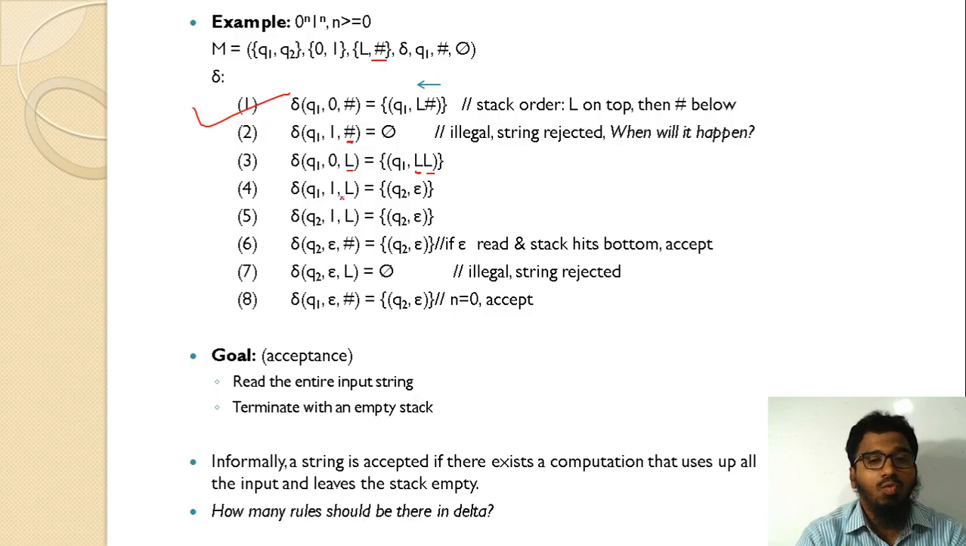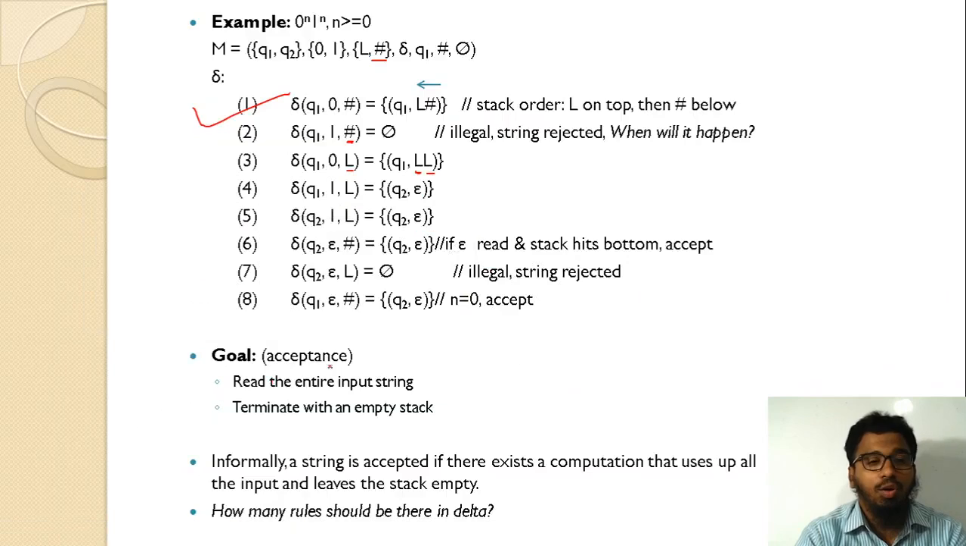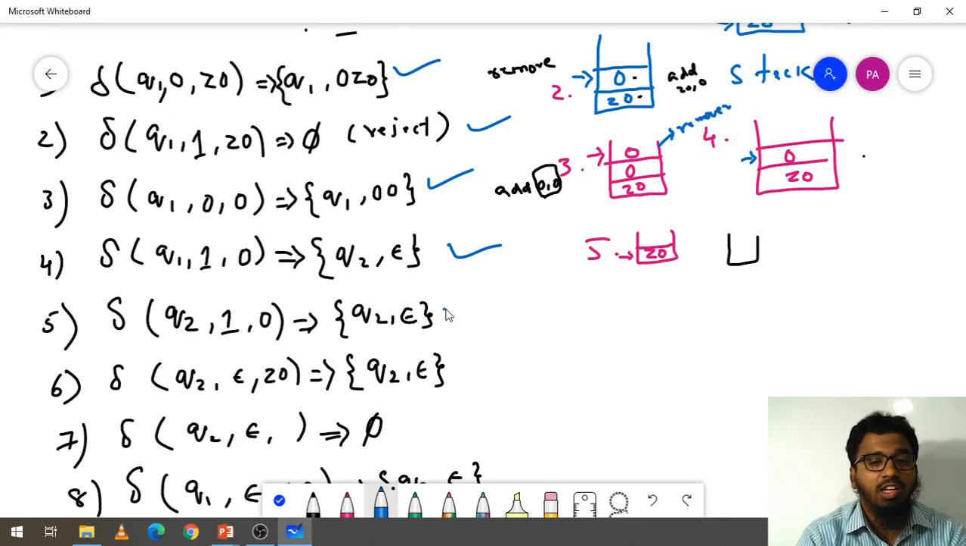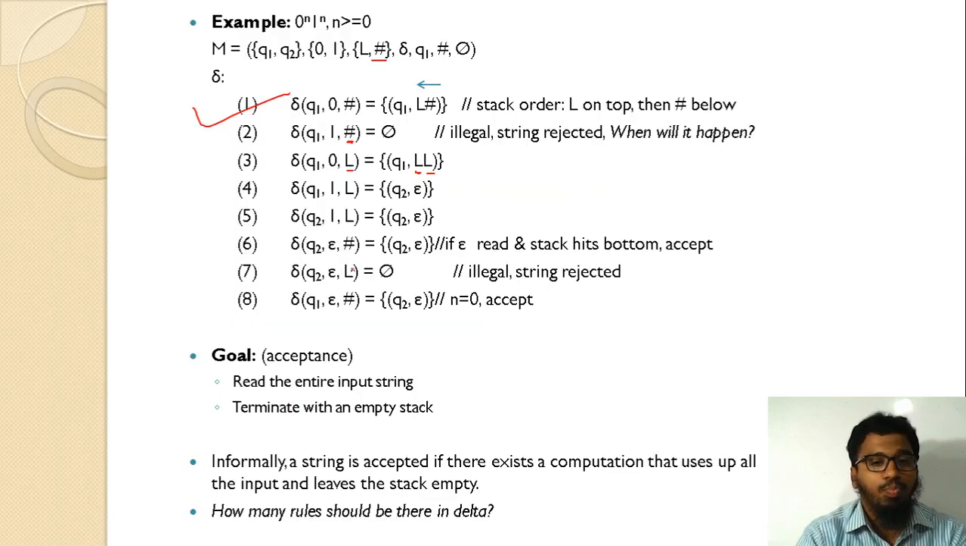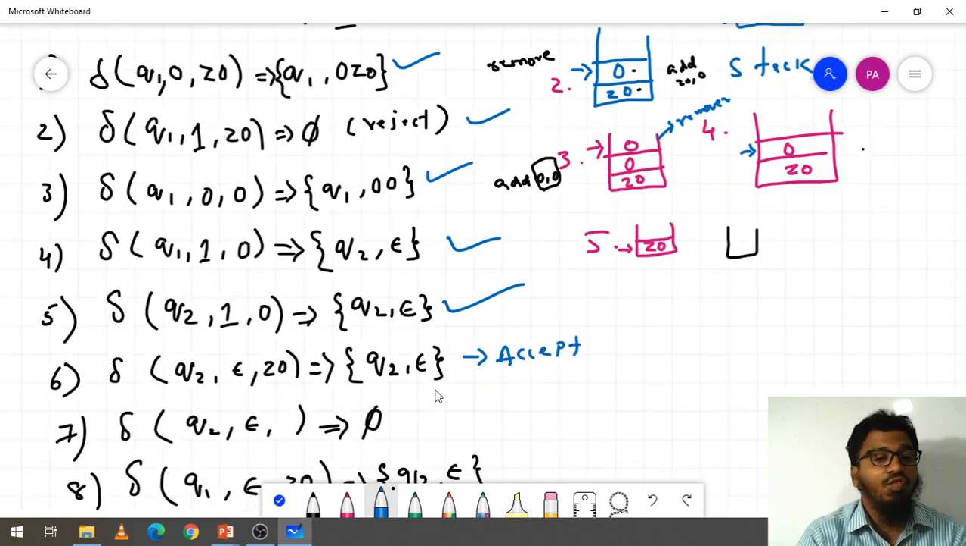Next q1 on 1 l, where it is going, q2 l, l is nothing but 0. Okay, q2 1 on l, q2 0, the next also is correct. Next q2 epsilon is z0, where it is going to q2 epsilon. So if epsilon is read and the stack hits the bottom, it is accepted, means this is a final state.